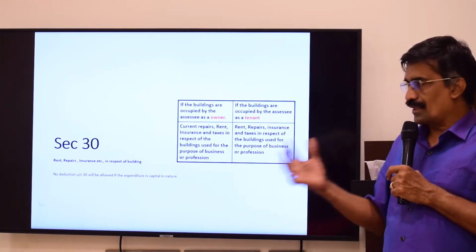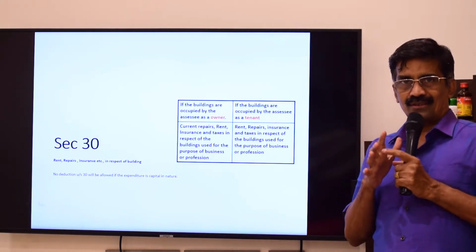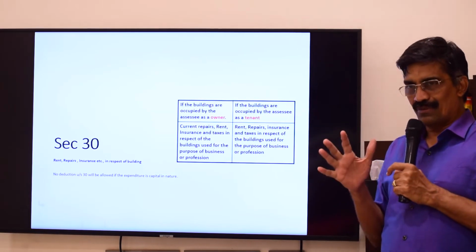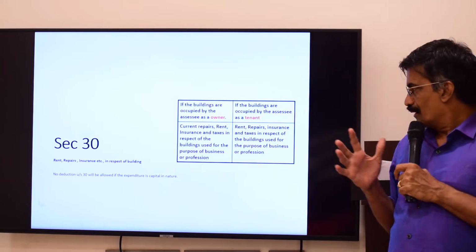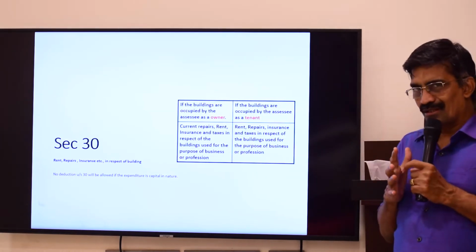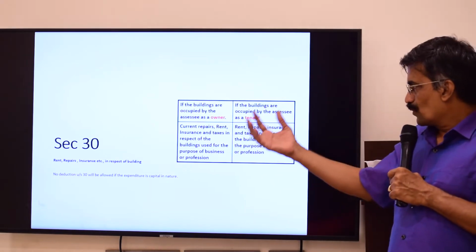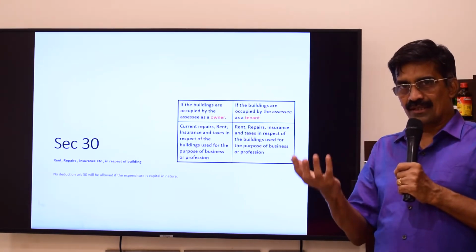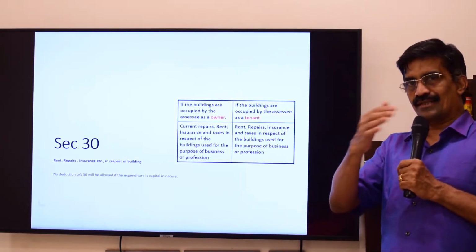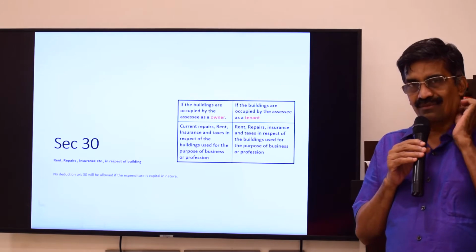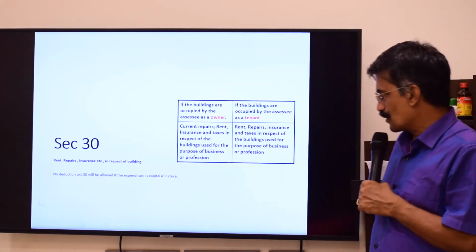Can you claim deduction for that under Section 30 or 31? The answer is no. But can you claim under 37(1)? The answer is still yes. Therefore, though current repairs alone are allowed in 30 and 31, accumulated repairs you can still claim under general deduction. So that's about Section 30. To that extent you can understand one point: even if you do not know Section 30, you can manage it in the examination, because even if Section 30 is absent, the deduction can still be claimed under Section 37(1) of the Income Tax Act. So you don't have to pay serious attention to sections like this.